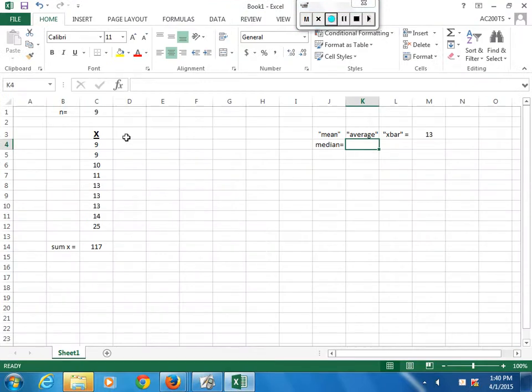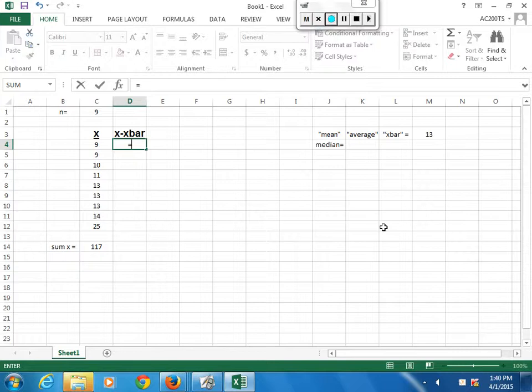So watch. This is x minus x bar. And I'm going to take the 9 and I'm going to subtract the average, which is 13. Now, if you're going to use the Excel spreadsheet, when you do that, you got to hit F4. What does F4 do? F4 locks it. Let me show you why you got to do it. Because I just hit enter and I copy it down.